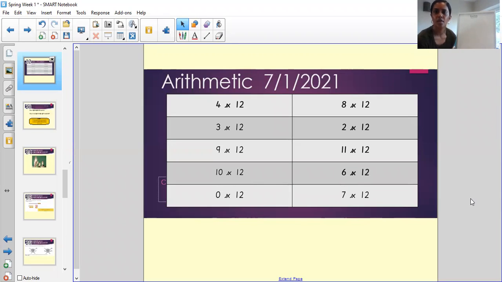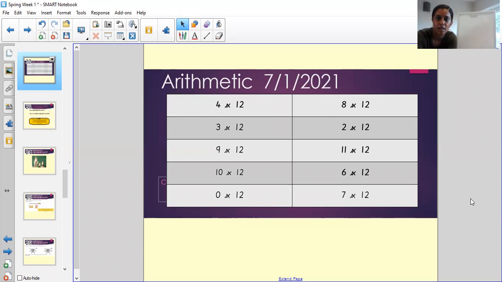So the first thing I would like you to do is to pause the video when you're ready, see if you can find a timer and time yourself at completing the arithmetic questions. When you're finished, look back and see if you beat your time from yesterday's arithmetic. So remember, pause the video.